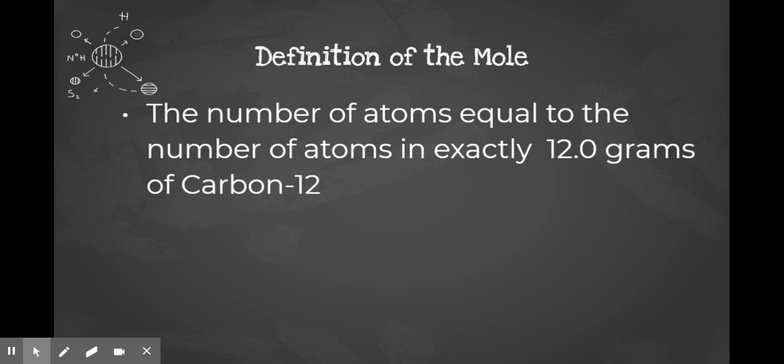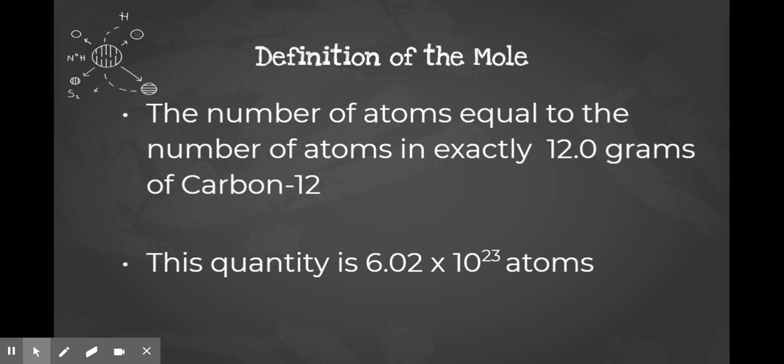When scientists took 12 grams of carbon 12, there are 6.02 times 10 to the 23rd atoms. So they decided that is the number we're going to use for a mole, kind of like a dozen. Like, where did they come up with a dozen? They just kind of randomly picked a number and said, this is what we're going to call it. It probably wasn't random, so never mind. But it's the same way they came up with how many atoms are in a mole.